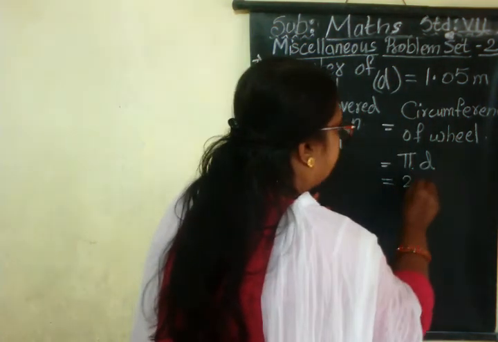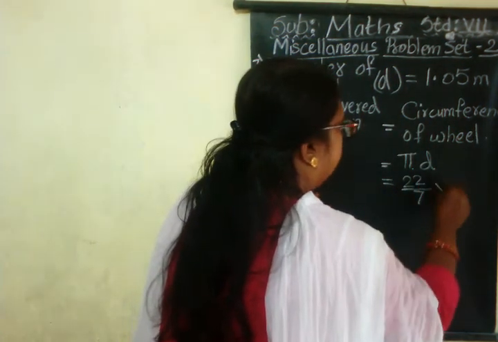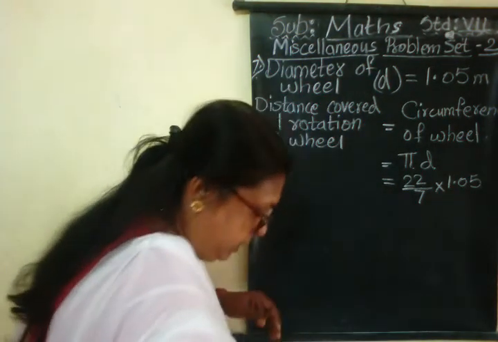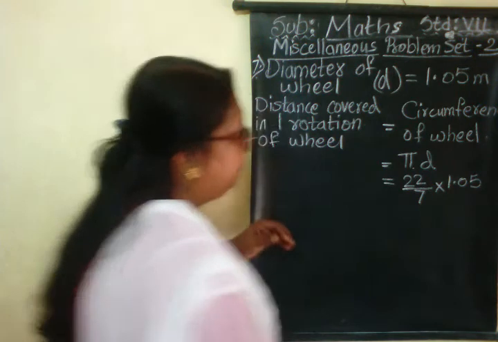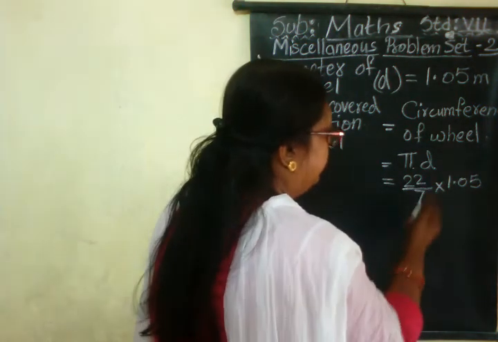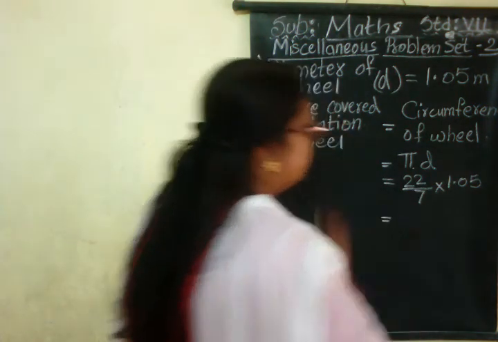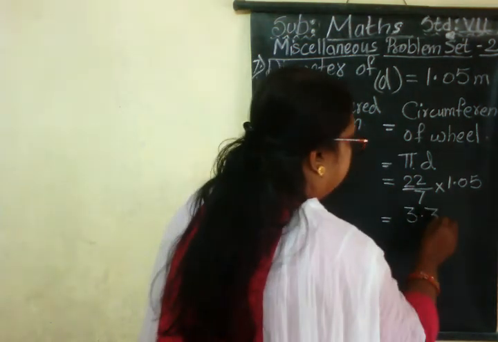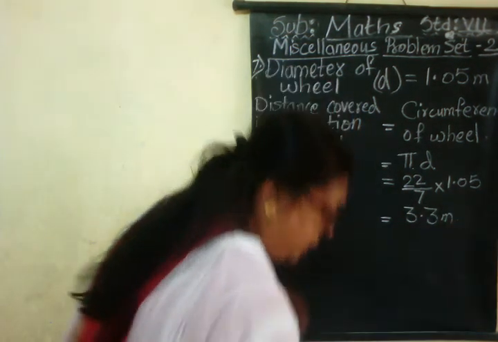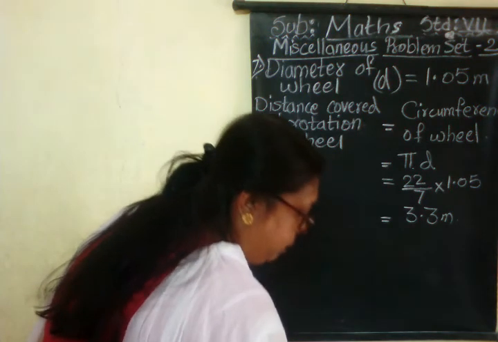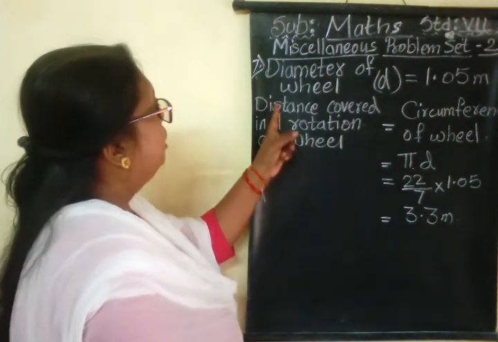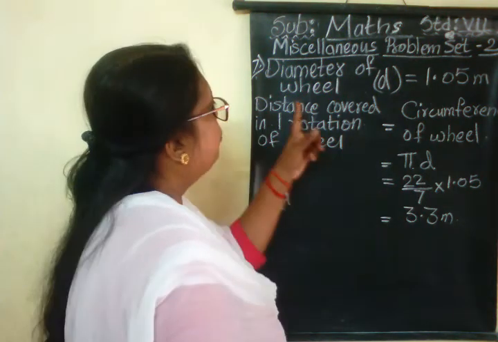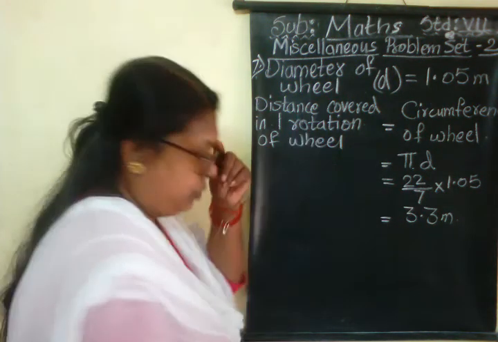Pi is taken as 22 upon 7 multiplied by 1.05 meters. When you multiply and divide by 7, you get the answer as 3.3 meter. Now the answer means distance covered in one rotation is 3.3. So we have to find distance covered in 1000 rotations.